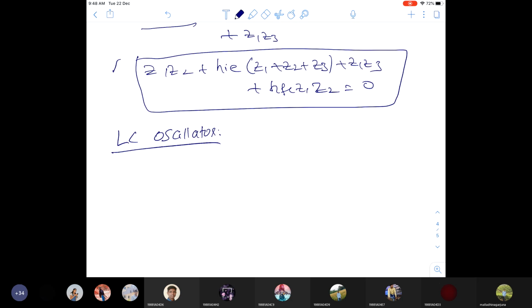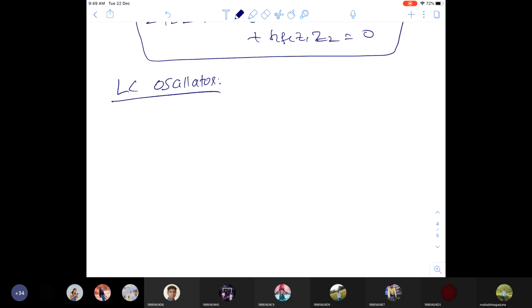In the LC oscillator, why is it named the LC oscillator? Because the tank circuit is designed with an inductor and a capacitor, hence it is named the LC oscillator. And one more thing: the LC oscillator is a high frequency oscillator. Let us see how the signal is generated in the LC oscillator.